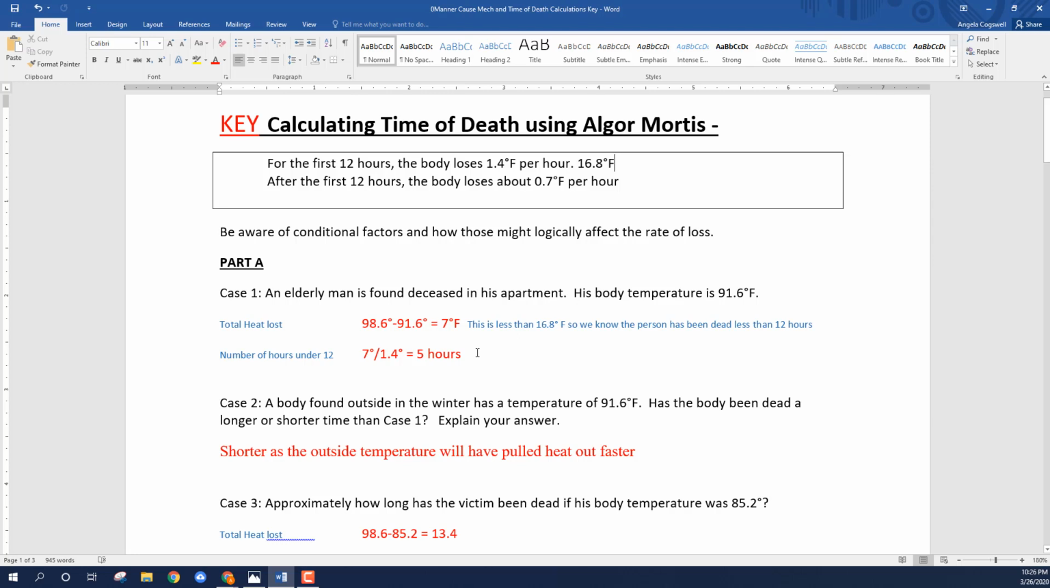Case number 2 asks about that same elderly man and says, what if he had been found outside in cold weather? Would that have shortened or lengthened the time that we would have estimated? Well, if he's outside in cold weather, he's going to lose heat faster to the environment, so he was probably dead for less than the 5 hours.